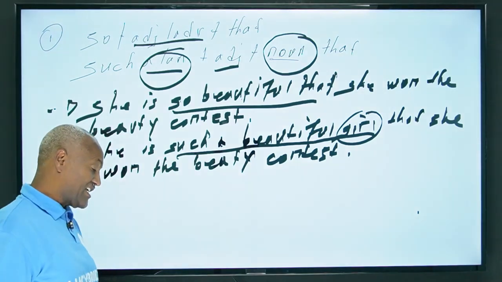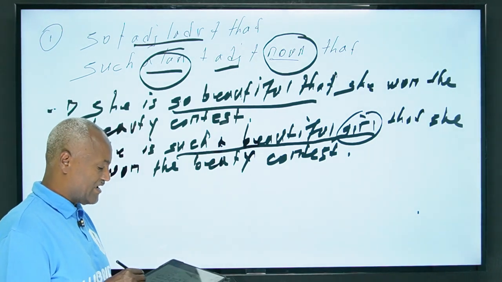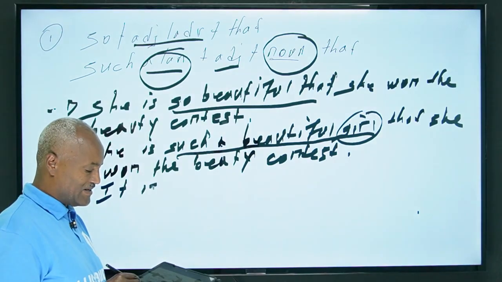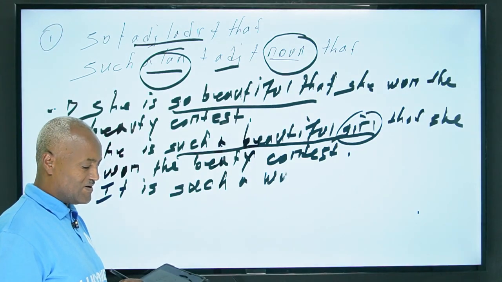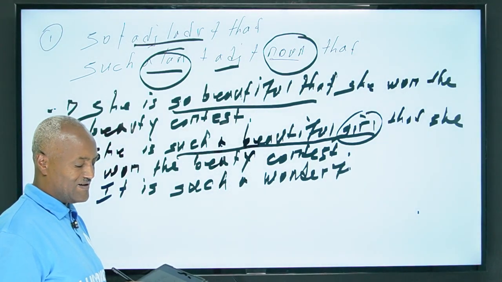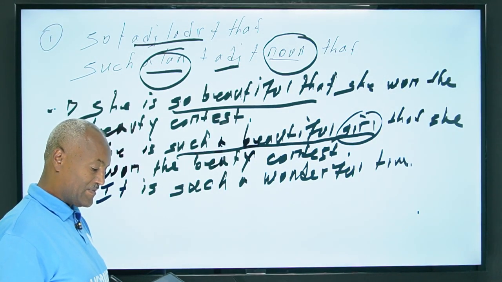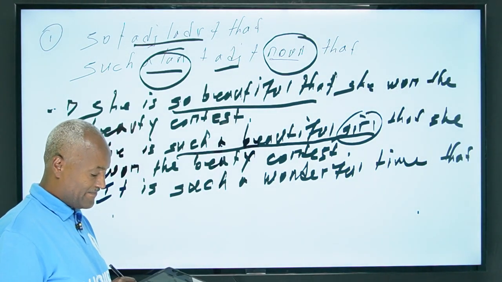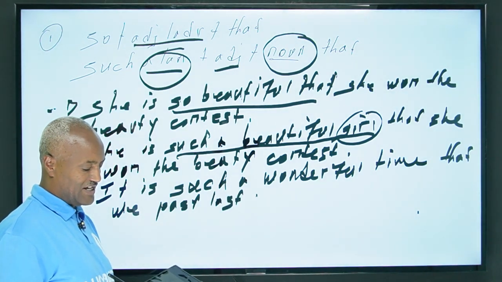But there is an exception. That means, time is what? It is an uncountable noun. For instance, we can say, it is such a wonderful time that we passed last time, or else last night. We can say like this.